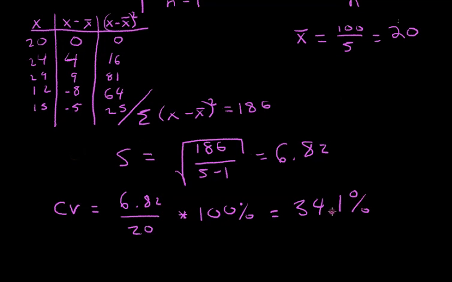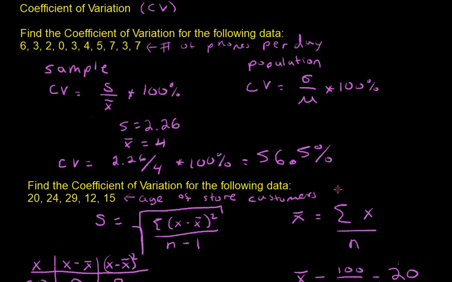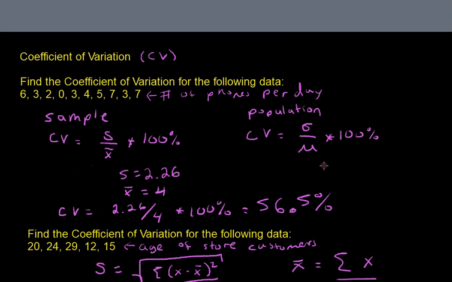So now if we're trying to compare the variability between the two data sets, one has a coefficient of variation of 34.1%, the other has a coefficient of variation of 56.5%. So clearly the number of phone calls made per day has more variability to it than the age of the store customers.